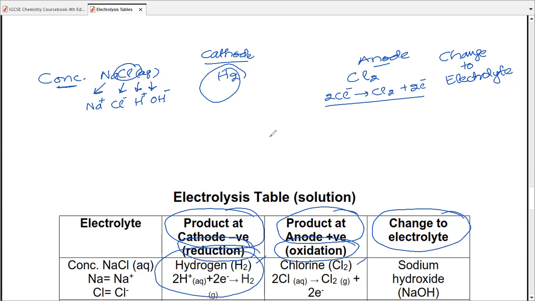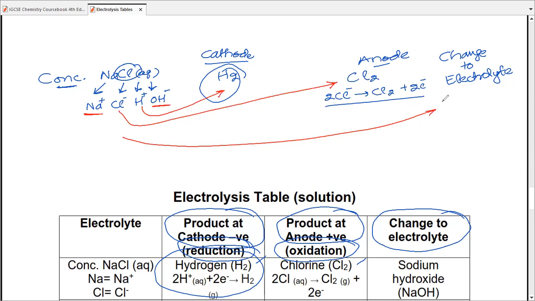Now comes the part where I'm going to stress the importance of writing four ions over here. Now I'm going to use a different color. Take a look. Hydrogen ions went to form hydrogen gas at cathode. Chloride ions went to form chlorine at anode. What are we left with? We're left with sodium ions and hydroxide ions. And these are the ones that are going to go to change in electrolyte. What actually happens is that we are only left with two kinds of ions, sodium ions and hydroxide ions. They actually react with one another as a change to electrolyte and form the compound sodium hydroxide.